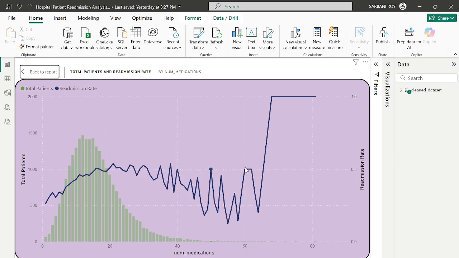So the key insight that we know here is that as the number of medications increases, the readmission rate also increases. When the medication count crosses 20 to 25, the readmission rate sharply increases. Beyond 30 medications, almost all the patients are readmitted, indicated by the flat blue line near 1.0. Here you can see.